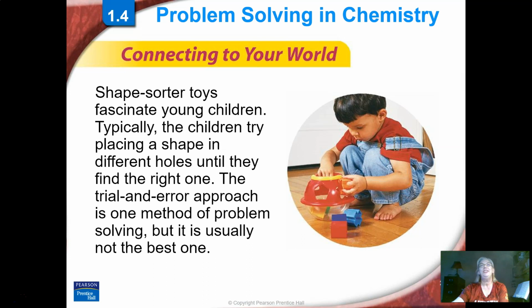So when you're a kid and you're trying to figure out how to get things from one place to another, and how to sort things, you did it by trial and error. But in this class, we'll do that sometimes, but we'll try to be more systematic in our approach in this class.